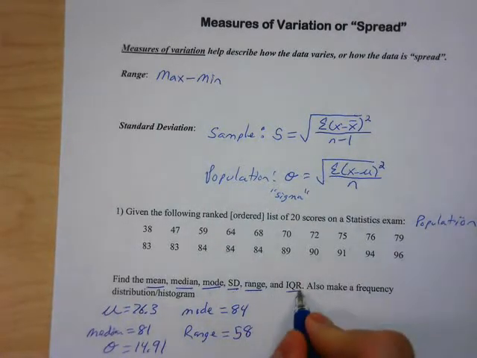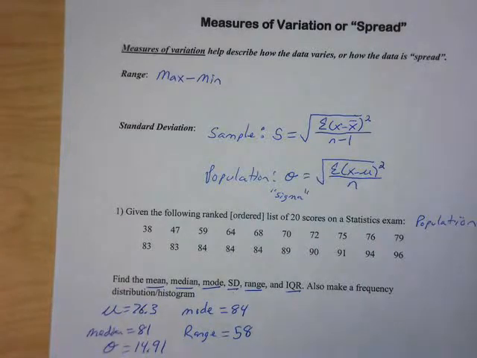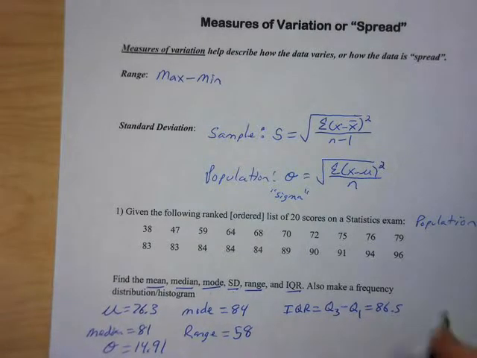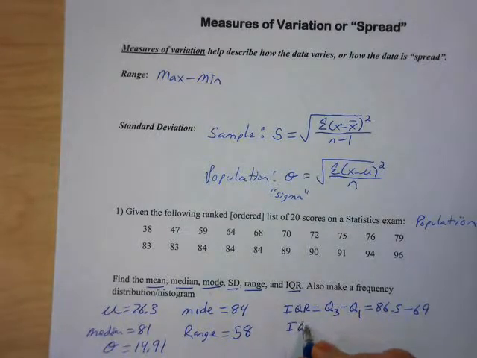So we have that, and then the IQR is Q3 minus Q1. So Q3, oops, I have to go back and do the stats again. Okay, Q3 was 86.5, and Q1 was 69. So subtract those, and we get 17.5. So the IQR was 17.5.